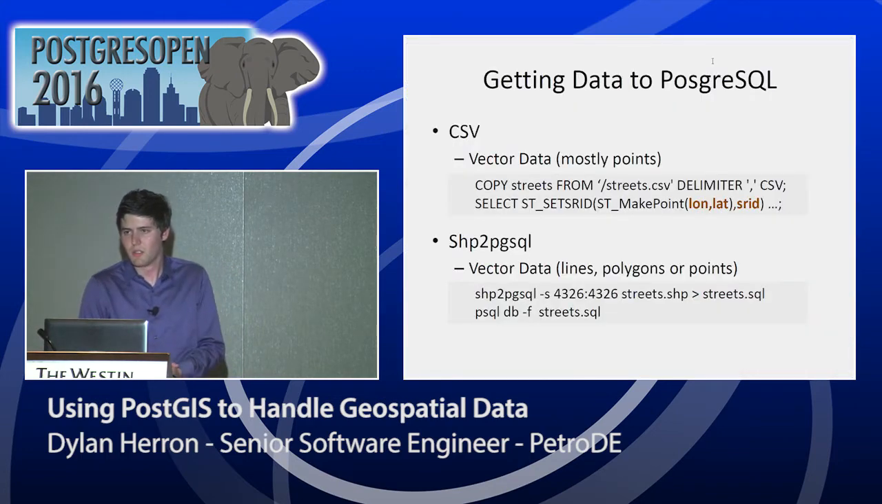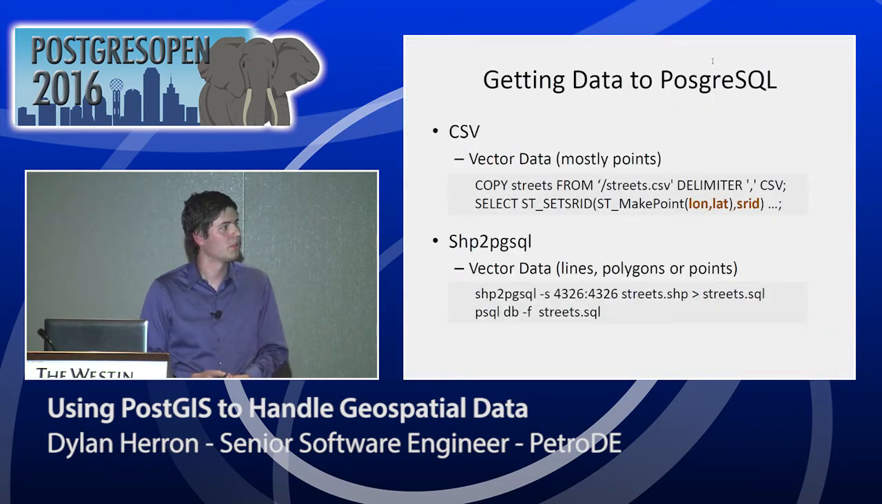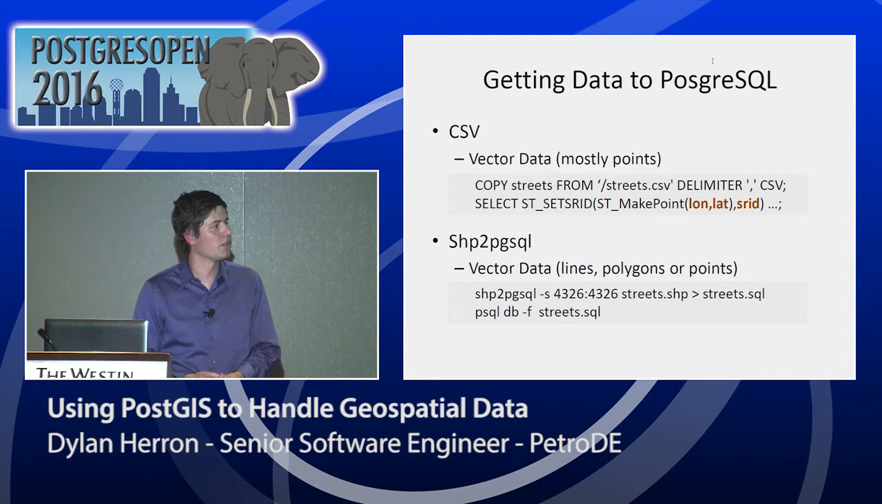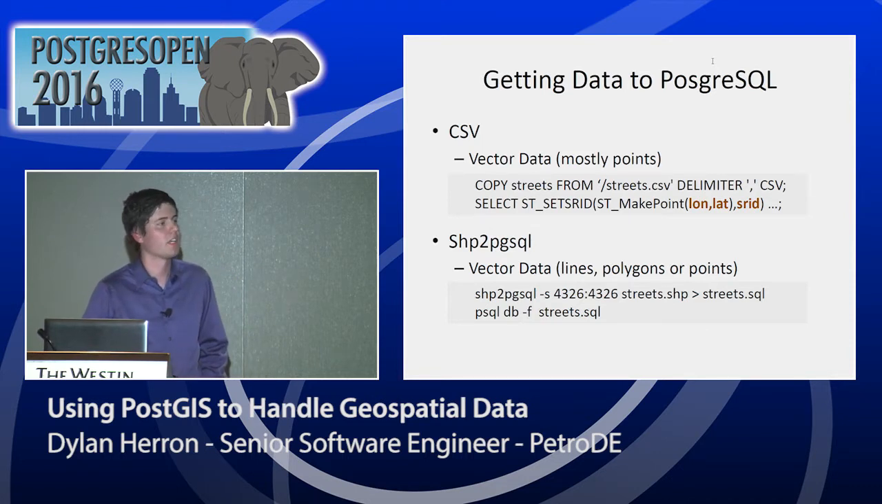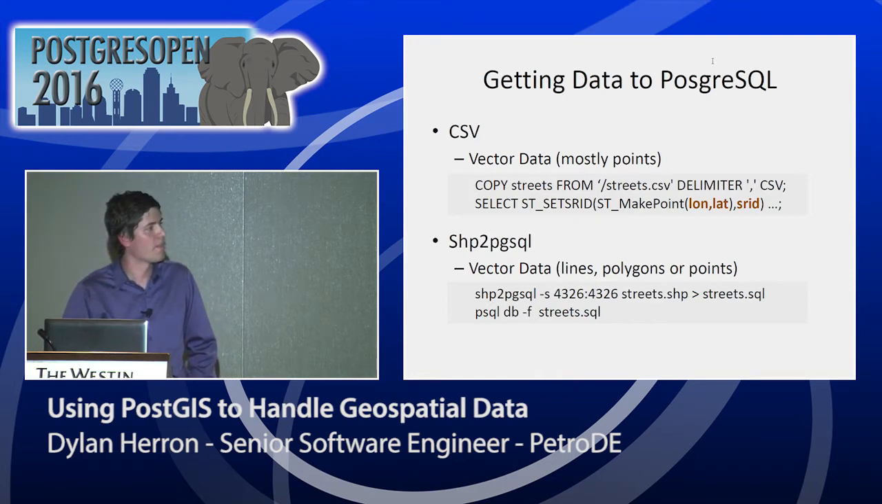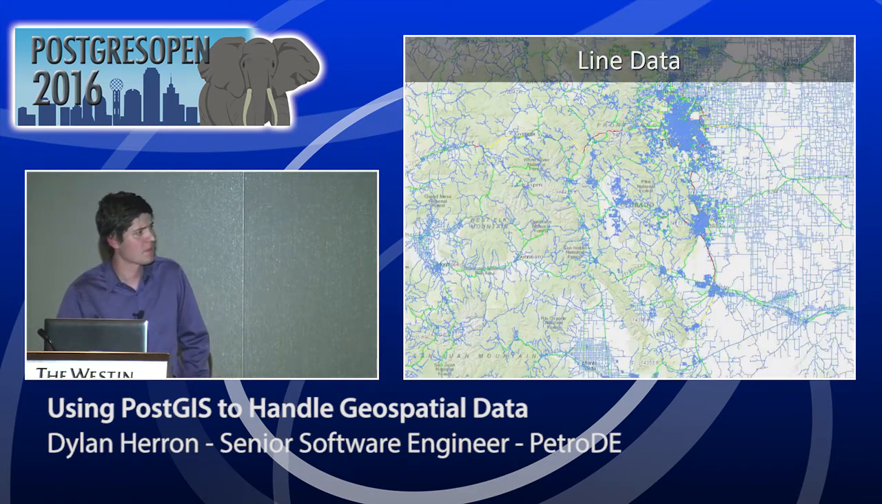Sorry? Did you say that the -s was bringing in the web Mercator? Oh, that's not web Mercator. Did I say that? Yeah, sorry, geographic. WGS 84. Yeah, WGS 84. Sorry, I said the wrong thing.